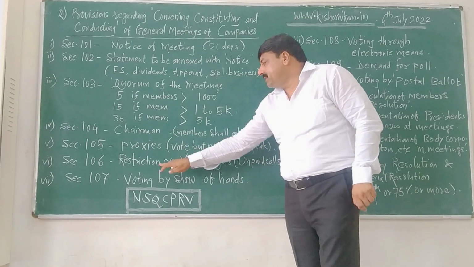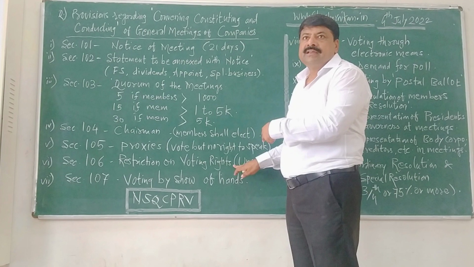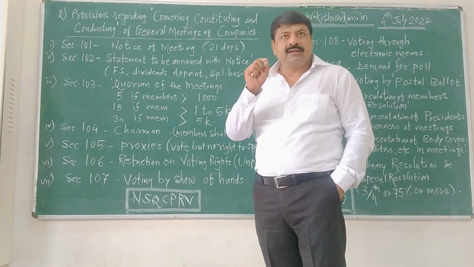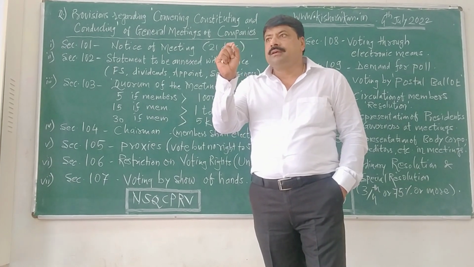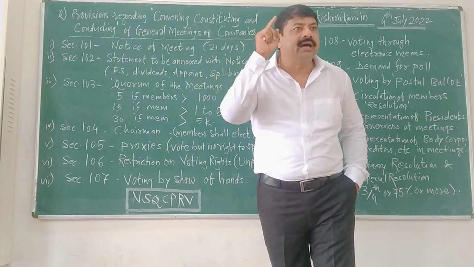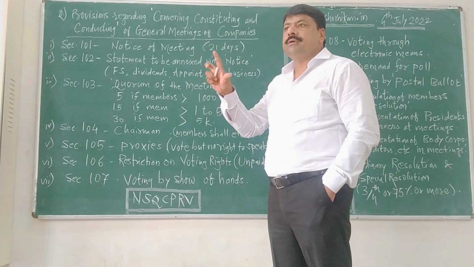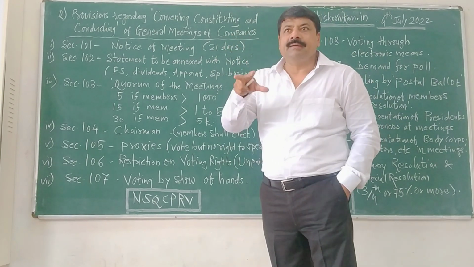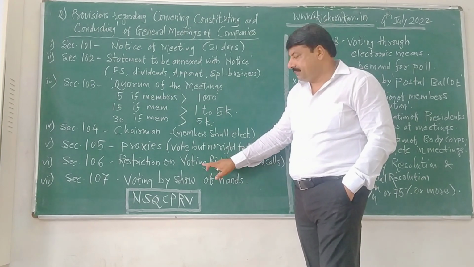He has to just vote and leave. Then, restriction on voting rights, Section 106. The board of directors is empowered to restrict the voting right in only one case, when the calls of that particular shareholder are unpaid, when he has not paid some amount of shares subscribed by him. In that case, restriction could be there.